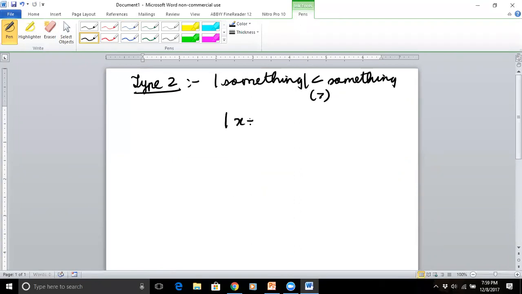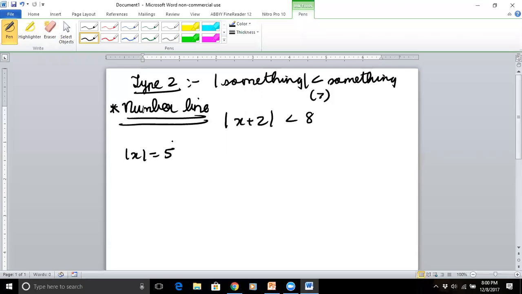Say mod of x plus 2 is less than 8. Now, before I go into the working of mod of x plus 2 is less than 8, whenever you see a question which falls under type 2, that is mod of something, inequality something, I will never go the algebraic route, but I'll always go the number line approach. I'll always use the number line approach to figure out what the solution is going to be. So let's look at the number line in terms of an inequality.